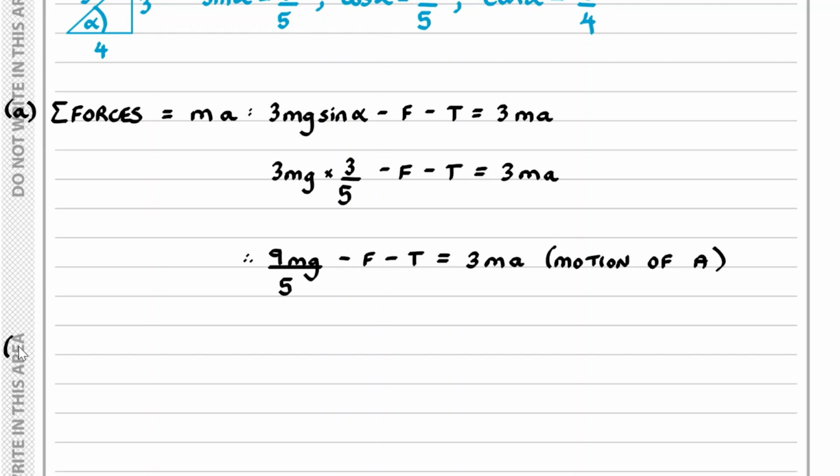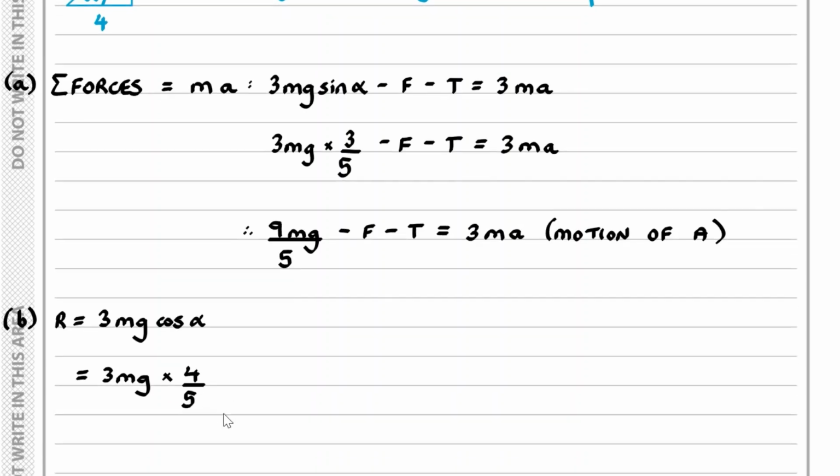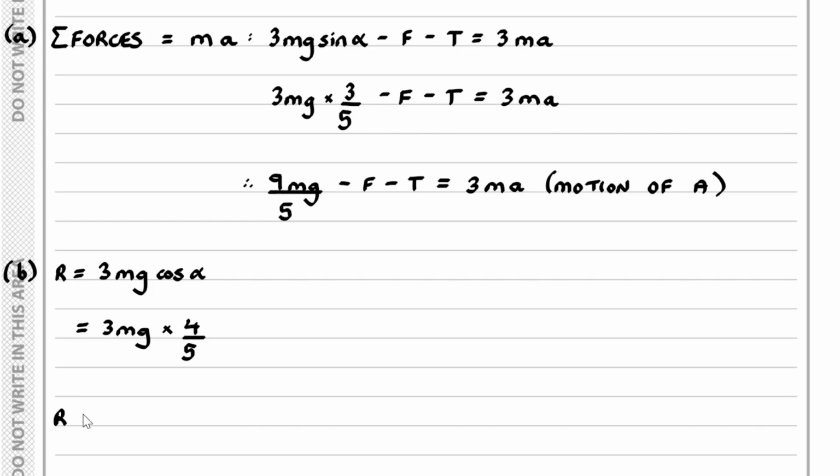So, for part B, perpendicular to the plane, we have R equals 3mg multiplied by the cosine of alpha. We know cos alpha is equal to 4/5. So we have 3mg multiplied by 4/5. And working this out, you will find R to equal 12mg over 5.